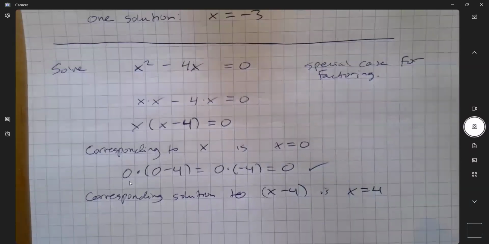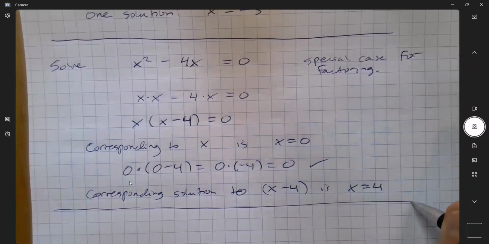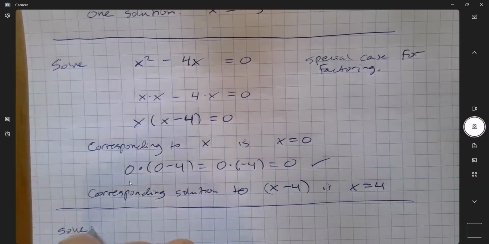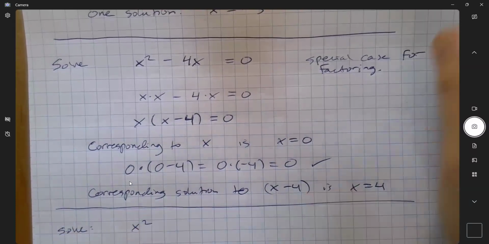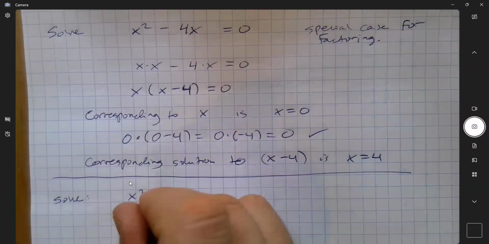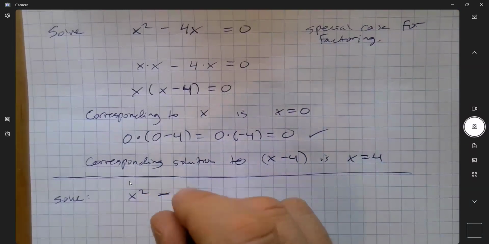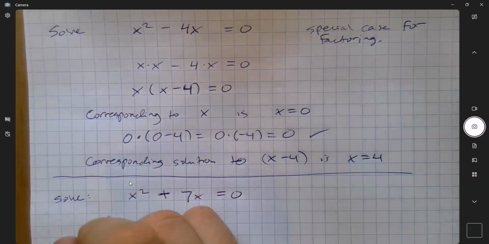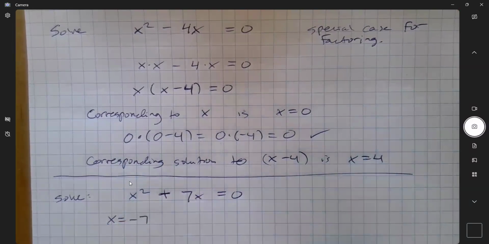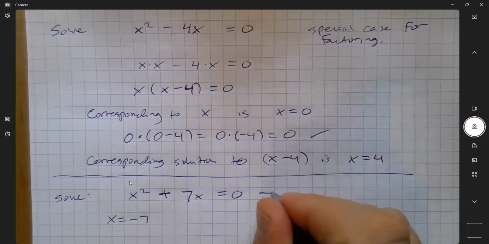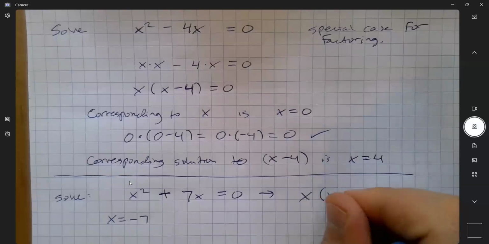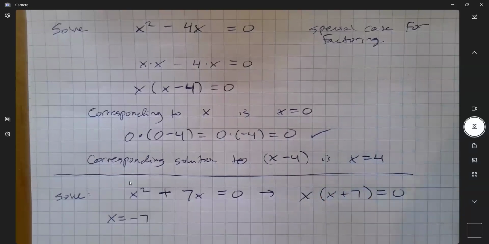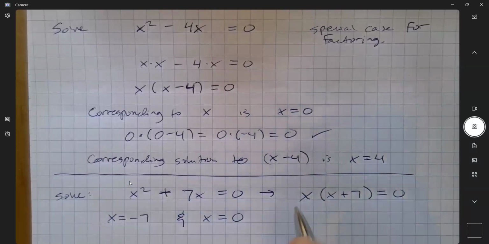So it's very common when you see something like x squared plus 7x equals 0, it's very common to say your only solution is x equals minus 7. But you have to think about factoring it, and if you factored, you have x times x plus 7 equals 0, and that x gives you another solution. It means when x equals 0, you also solve it.